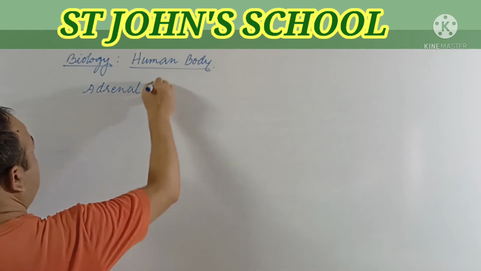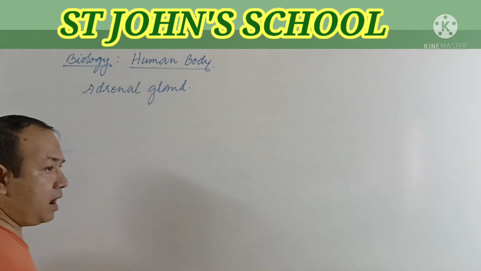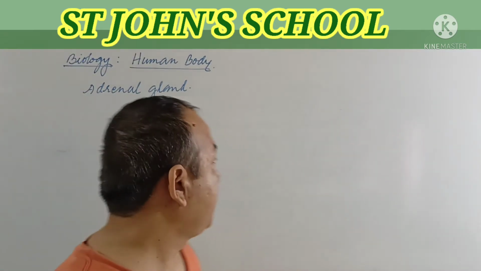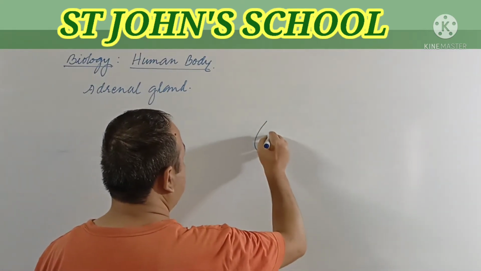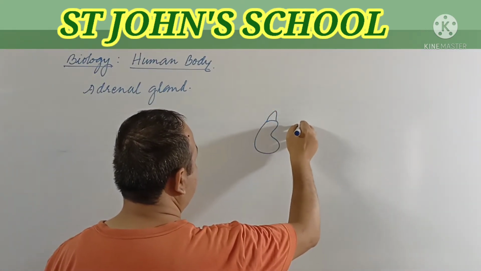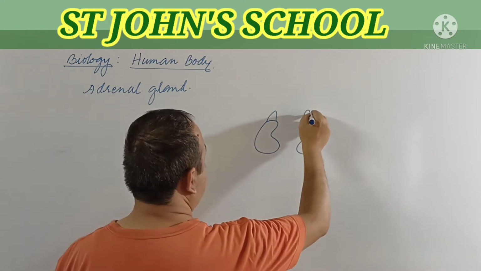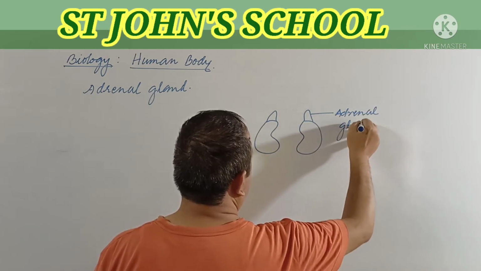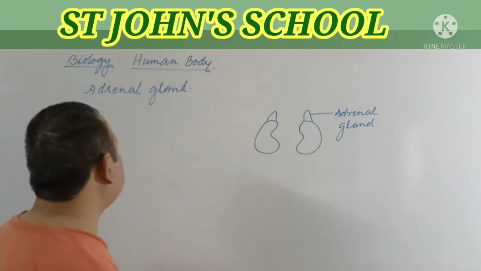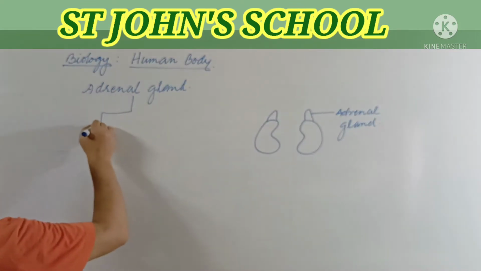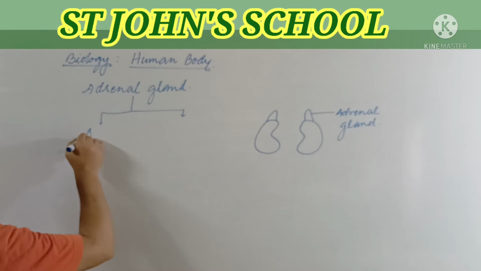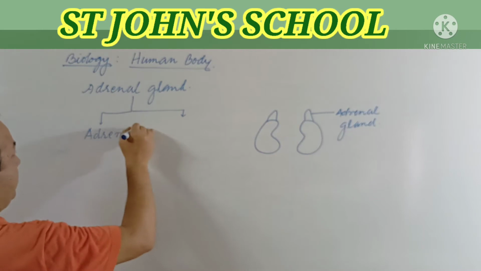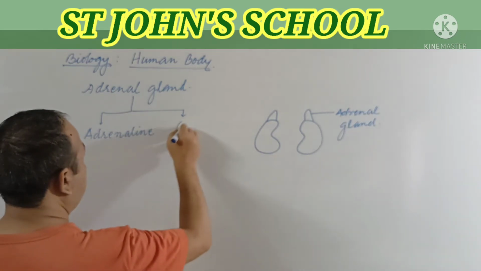Adrenal glands are present over the kidney just like a cap. Suppose this is the kidney, here the adrenal gland is present. Two kidneys we have. These adrenal glands are responsible for releasing two different types of hormone, and they are adrenaline, and then the next one is cortisol.